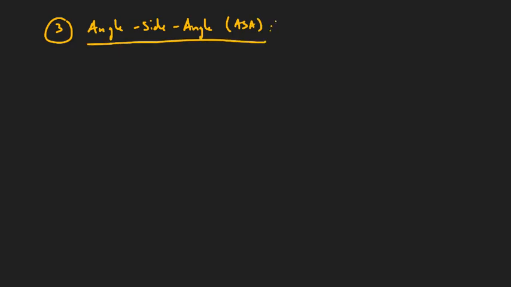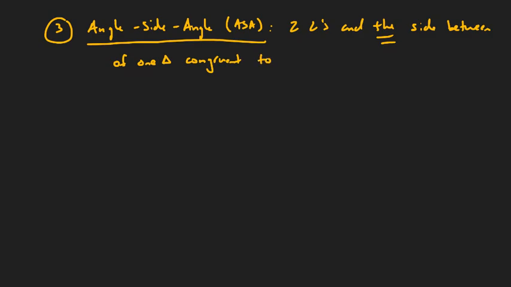Okay, next one here. Let's take a look at angle, side, angle. So now, if you take a look at that, we just kind of flip the words around, right? So the third one is angle, side, angle. Angle, side, angle, ASA. So now we need 2 angles and the side between of one triangle congruent to 2 angles and the side between of another triangle.